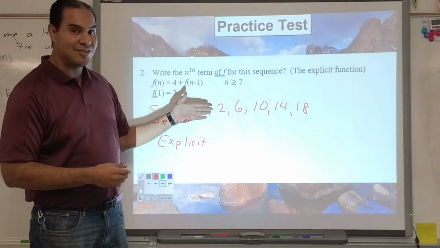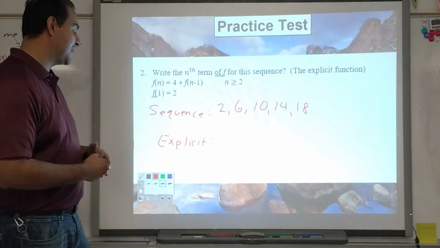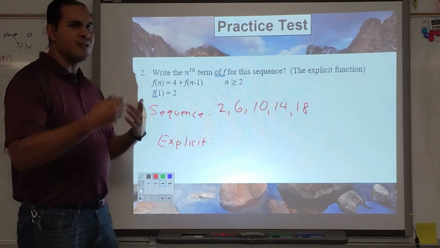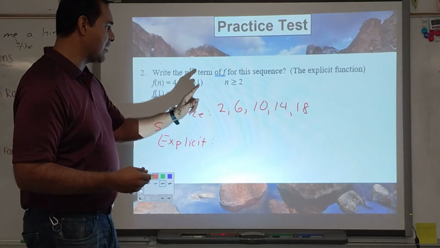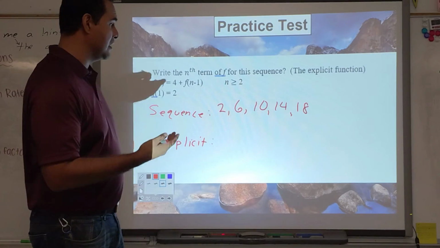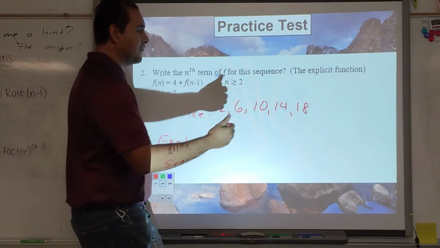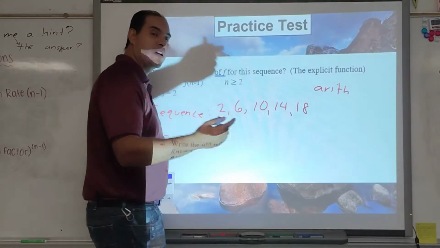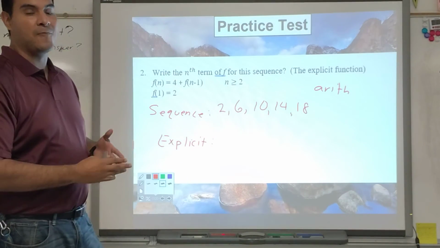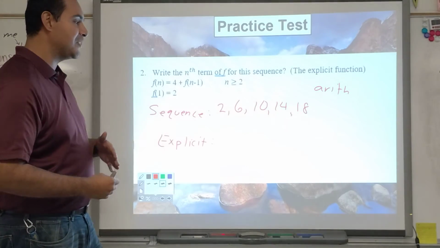Now we're going to take this sequence and convert it into an explicit function. You have to look in your notes to remember what the rule is for this situation. First, I've got to figure out if this is arithmetic or geometric or neither. In this case, I am adding 4 over and over again. So therefore, this is arithmetic. So you're going to look into your notes and find the formula for the arithmetic sequence explicitly.